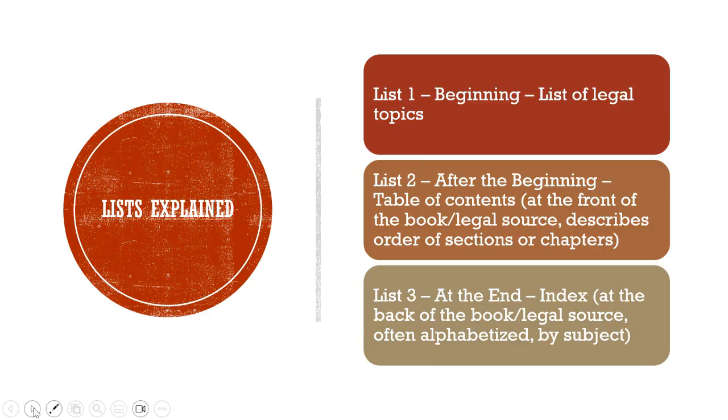I use again the analogy of our textbook. At the beginning, there's a list of topics called a table of contents. Within the book, after the beginning, there can also be further description of the contents, sometimes an extended or more robust table of contents with subtopics. And then at the end, an index in the back of the book. And they are often alphabetized by subject. These can be very, very useful.